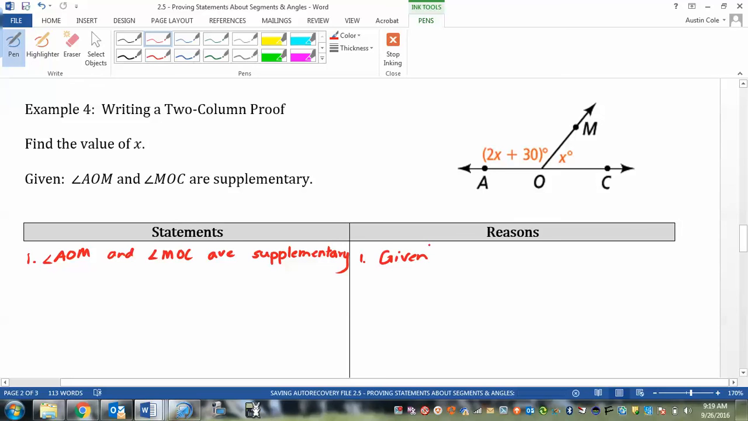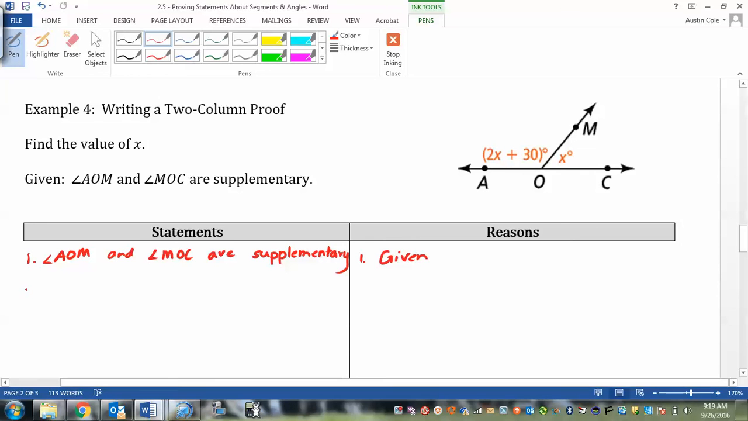Now, we have to assume the person reading this proof doesn't know anything. So, raise your hand if you know what supplementary means. Hopefully our hands are in the air. But the person reading the proof doesn't. We need to spell that out for them. What does supplementary mean? Caden, what's supplementary mean? They add to 180 degrees.